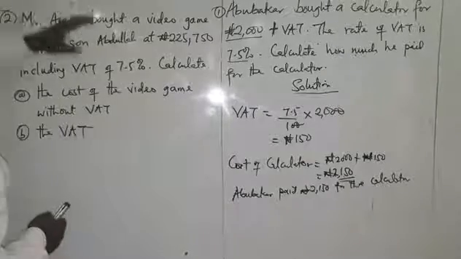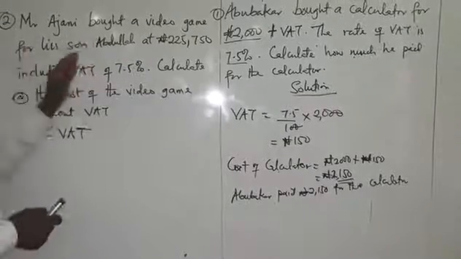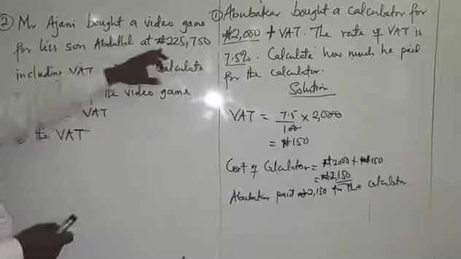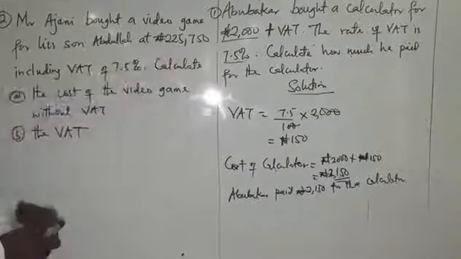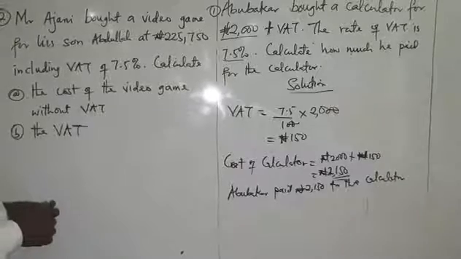Mr. Ajani bought a video game for his son Abdullah at 225,750 naira.